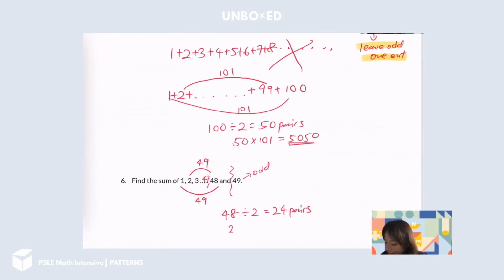What is the sum of one pair? 24 times 49. Yes, thank you. 24 times 49, and that is 1176. So don't forget my Lone Ranger there. 49, you need to add it back. Don't leave it out there and pretend it didn't exist.